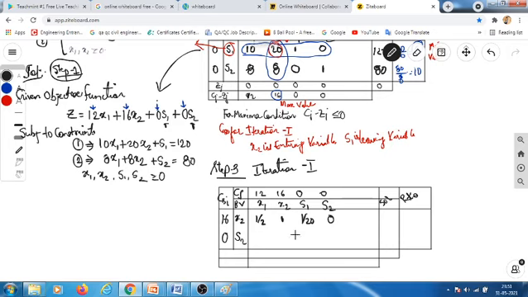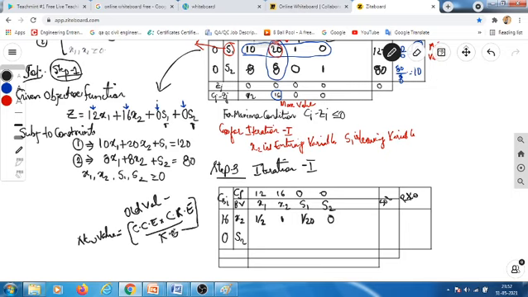For this, the formula to write the new values of this second row is: new value is equal to old value minus corresponding column element into corresponding row element divided by key element.